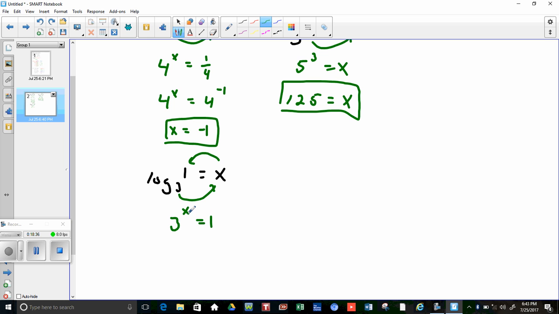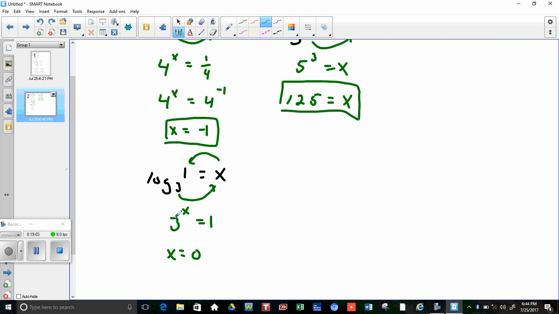Well, what's the only thing I can raise this 3 to get 1? What's the only power that you can raise something to and get 1 as long as the base is not 1 itself? Anything raised to the 0 is 1. So that means that x must be 0.